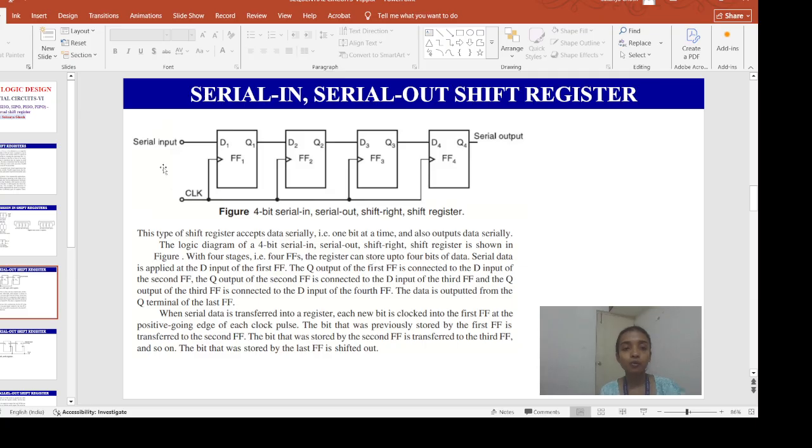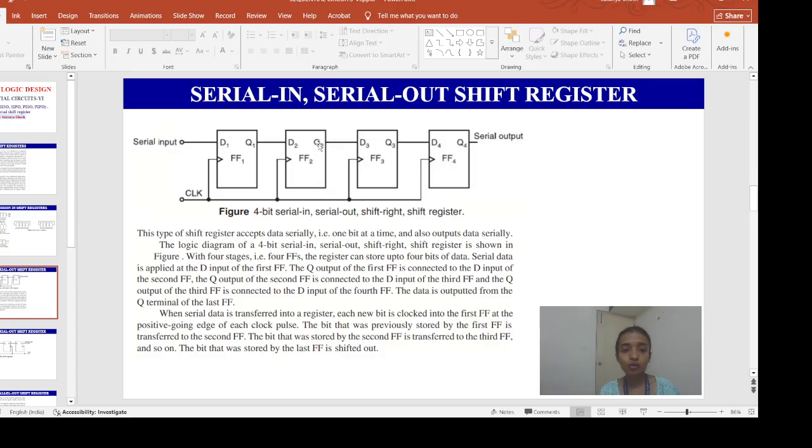You apply the serial data at the D input of the first flip-flop, and the Q output of the first flip-flop is connected to the D input of the second flip-flop. In a D flip-flop, whatever you give at the D input, when the clock pulse is active, you get the same output. So whatever serial input you give, the same output you get at Q1, and this Q1 is directly connected to the D input of the second flip-flop. So the same data it receives over here.